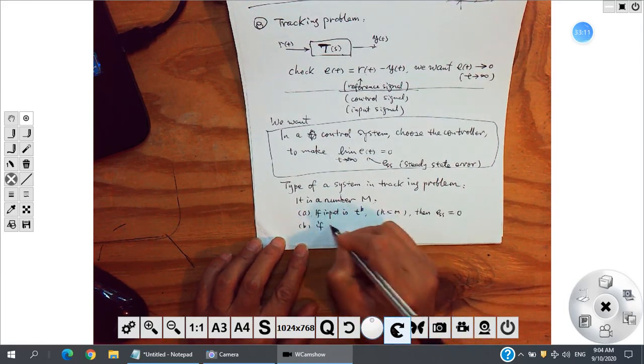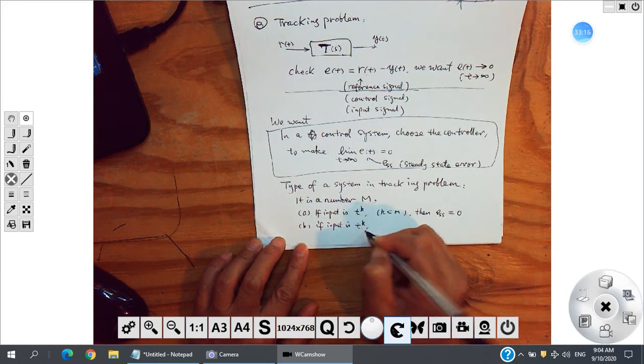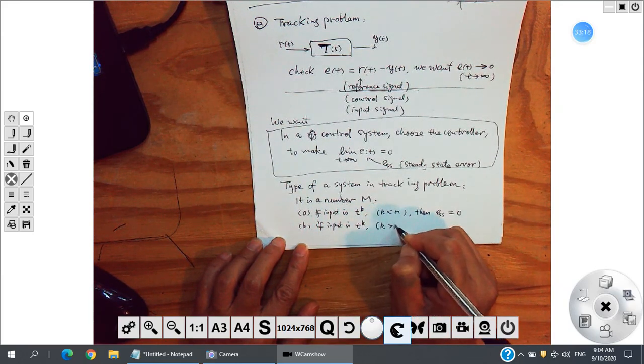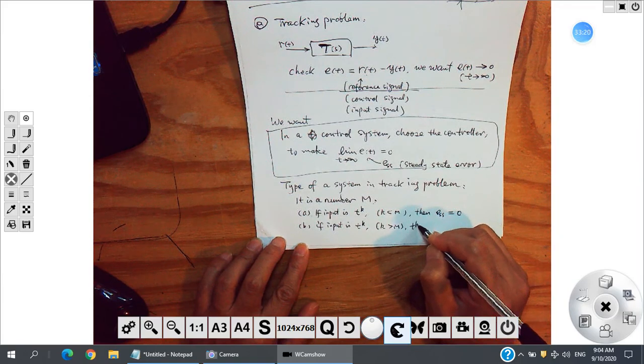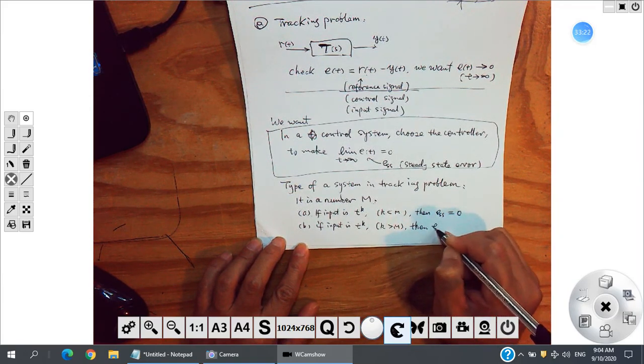if the input is t to the k and k is larger than m, then this one will go to infinity.